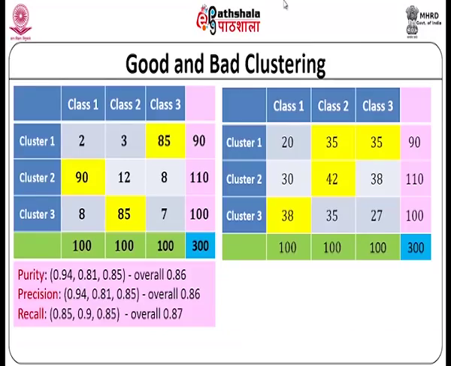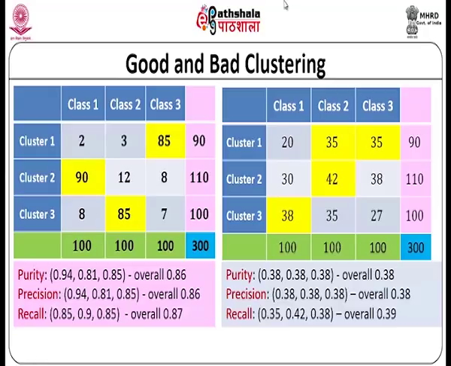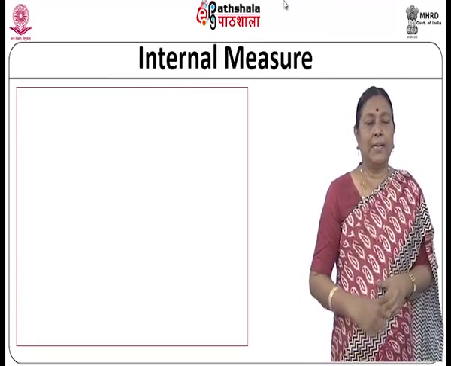If you look at these values, you will see that whichever is giving maximum values towards one cluster or one class is the one that is giving a better clustering, the differentiation.